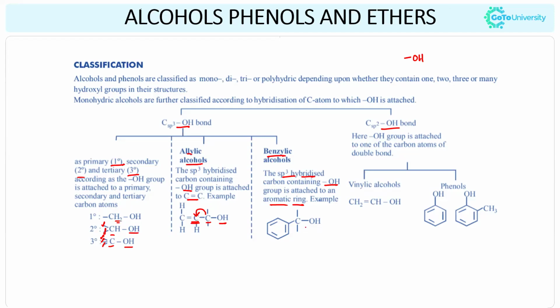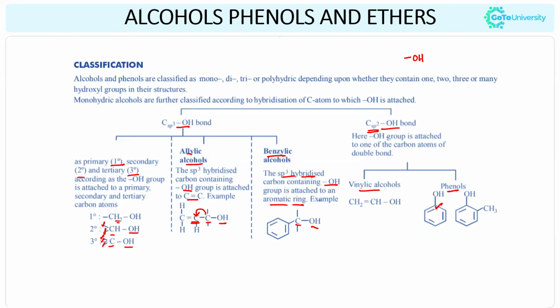Now the next classification is where the hydroxyl group connected carbon is sp2. Again, we can classify them into vinylic and phenols. Phenol, as we all know, has the hydroxyl group connected directly to the aromatic benzene ring. But benzylic and phenols are different. Benzylic means the hydroxyl group connected carbon is not part of the ring itself. But in phenols, the hydroxyl group is connected to a carbon atom that is one carbon of the benzene ring itself. That is the difference between benzylic and phenols.